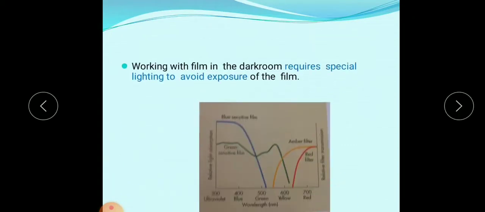This is the diagram. Working with film in the darkroom requires special light to avoid exposure of the film. Filters are used to avoid exposure of the film. Okay, thank you.